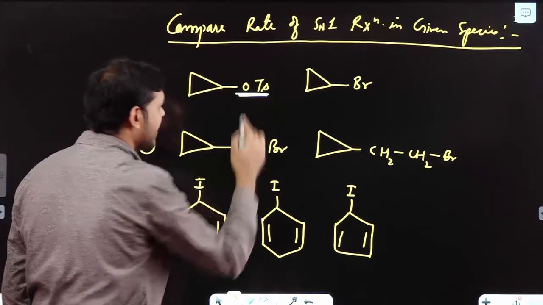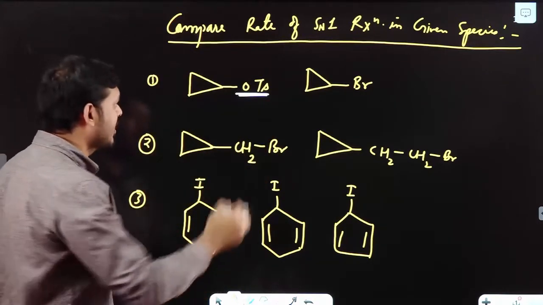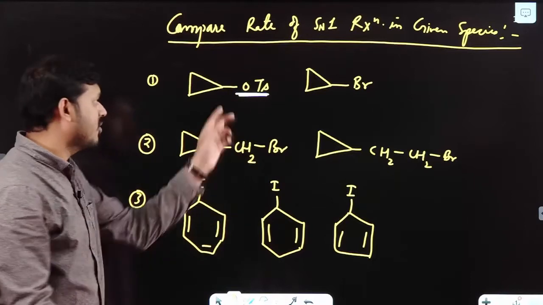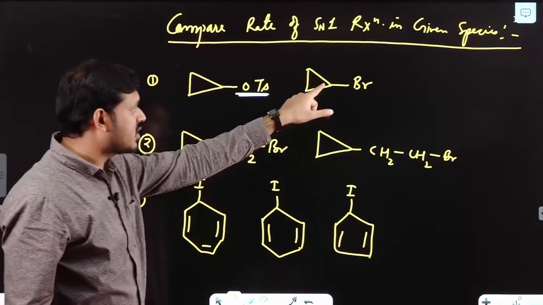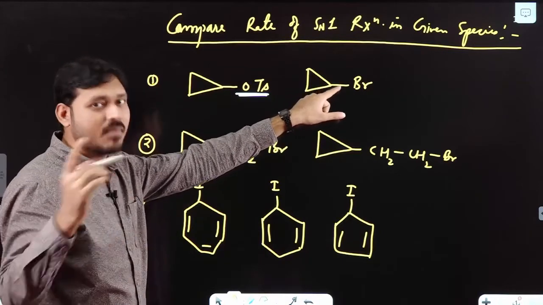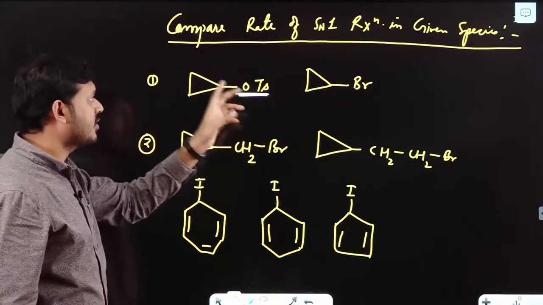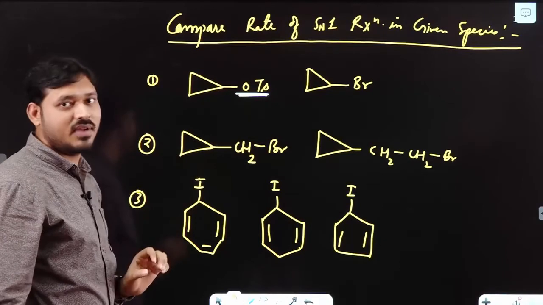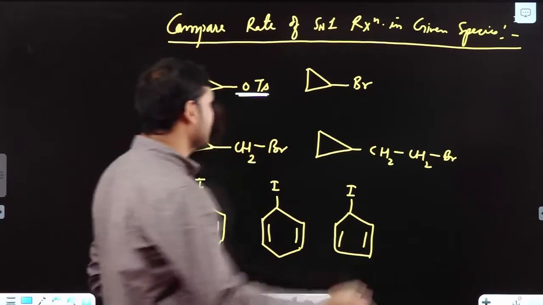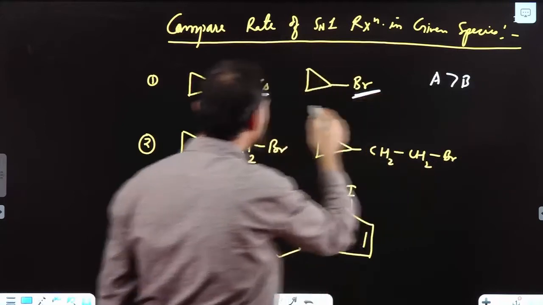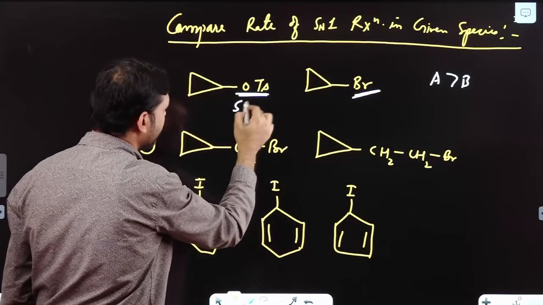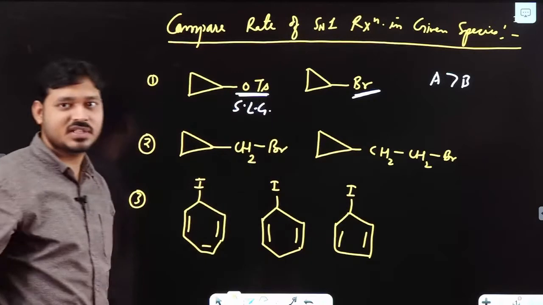This is OTs. If you remember the last lecture on leaving groups, you remember the tosylate ion. It will be removed as OTs minus, so this carbocation is generated. Here also a 2 degree carbocation is generated with Br minus. Now in these two cases, the rate of SN1 will be higher in the first. So A greater than B, because it is a super leaving group, if you remember OTs, tosylate ion.